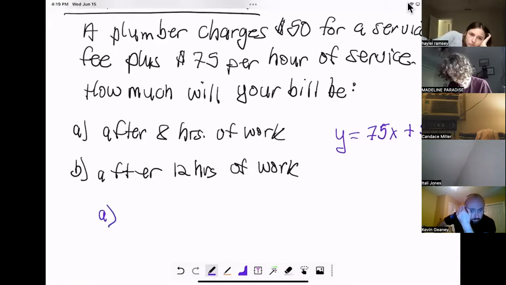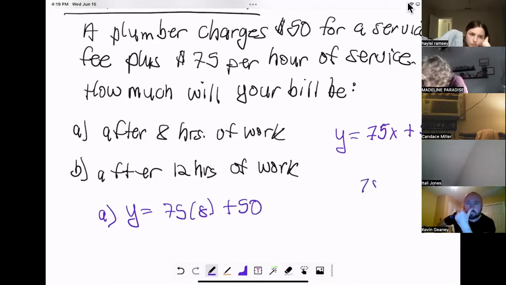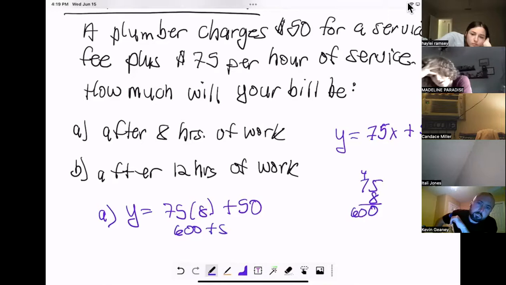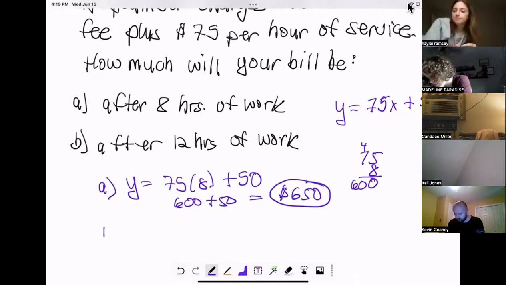And then all we have to do for A is just plug 8 hours in for x. So y equals 75 times 8 plus 50. And then let's see, 75 times 8. 600 plus 50, I would be 650. If one of you guys have a calculator, I don't have mine. Just check me. I just sort of did it real fast. Is correct. Thank you.